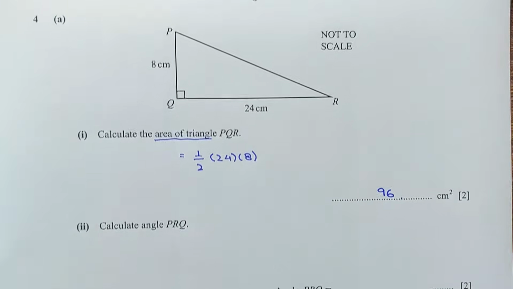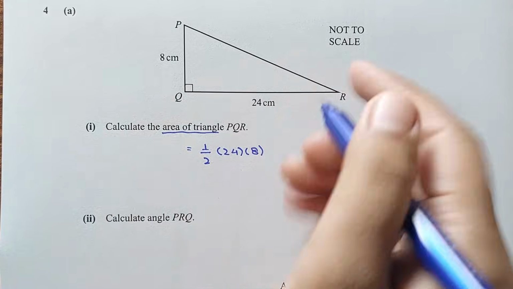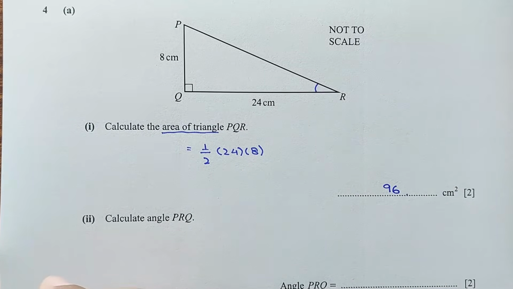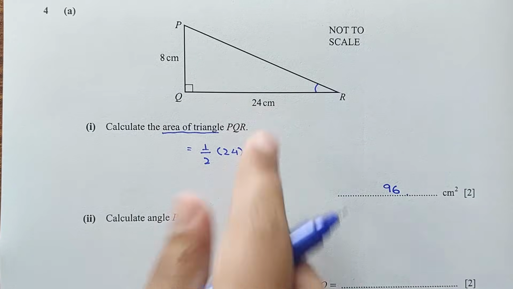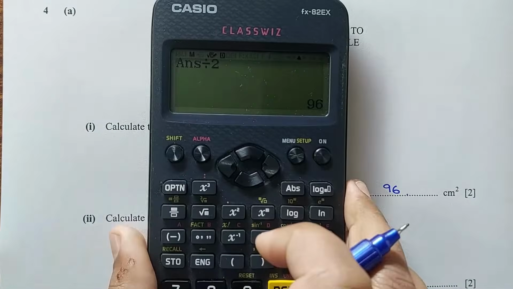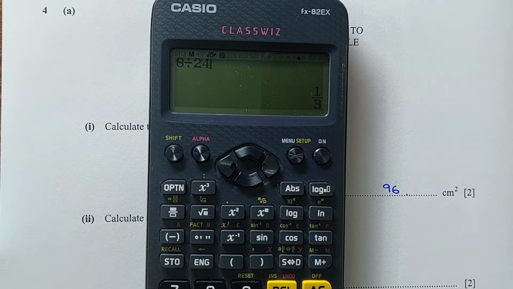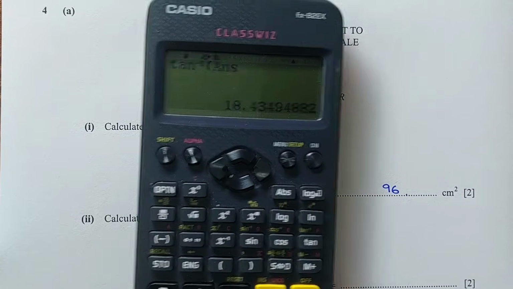Now for the second part, calculate angle PRQ. This is the angle we have to calculate. We have the opposite and the adjacent, so we use tangent theta. Opposite is 8 and the adjacent is 24. So 8 out of 24, and taking tangent inverse of the answer in degrees, it is 18.4 degrees.